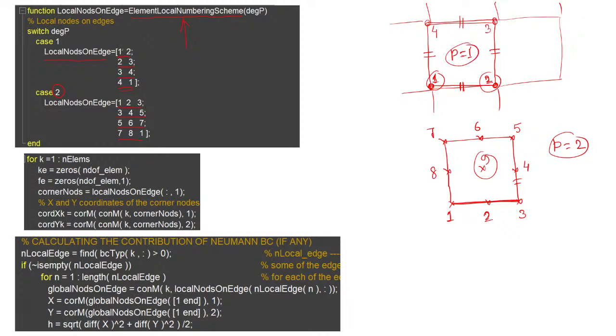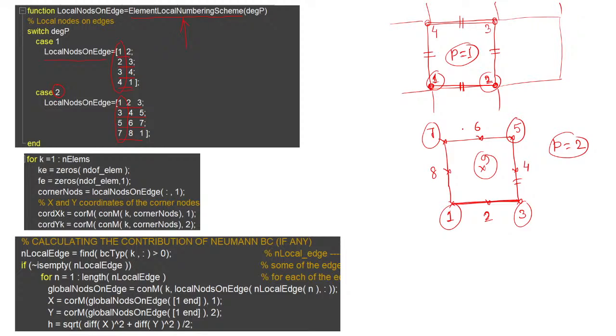And interestingly, if you see the first column of these matrices, they basically refer to the corner nodes. If you look at p equal to 1, the first column 1, 2, 3, 4 refers to the corner nodes. Similarly for p equal to 2, the first column refers to the corner nodes 1, 3, 5 and 7.